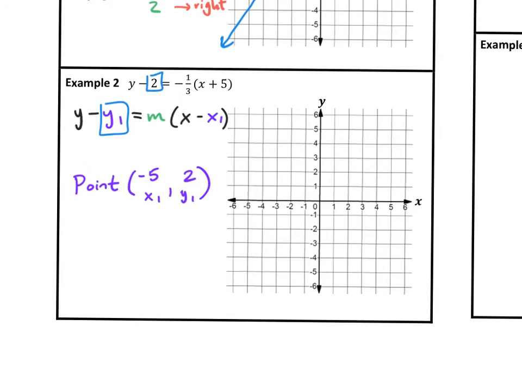Opposite numbers. Right? What's the opposite of -2? +2. What's the opposite of +5? -5. All right. Let me go ahead and erase this blue mark here. I don't want it to confuse you guys.